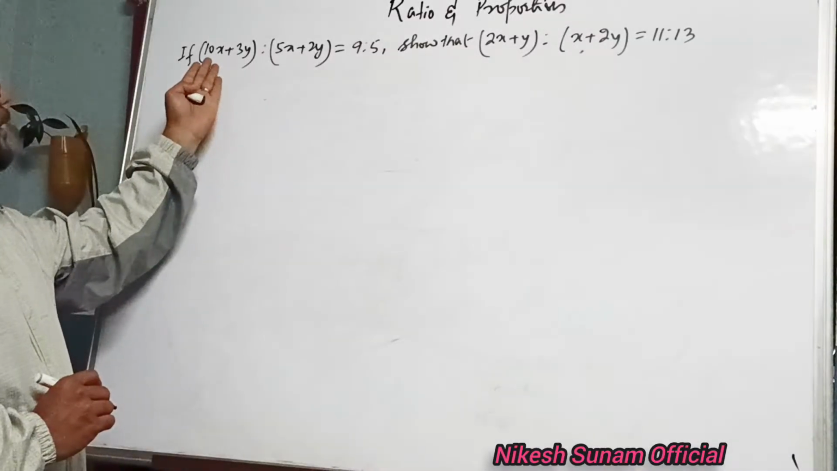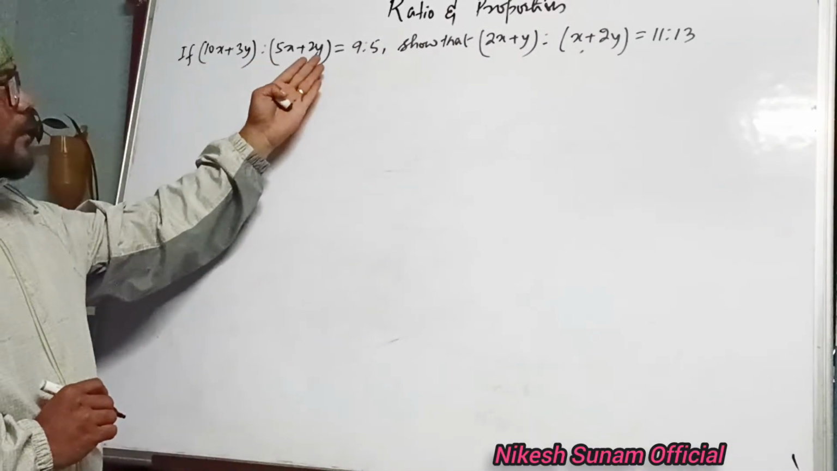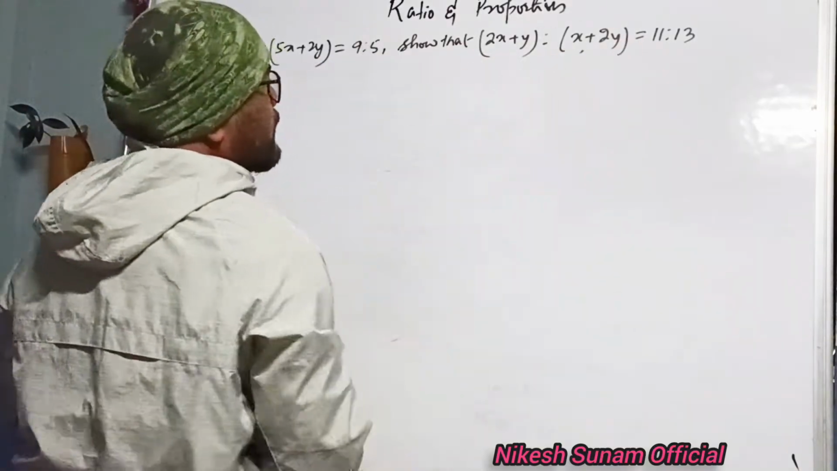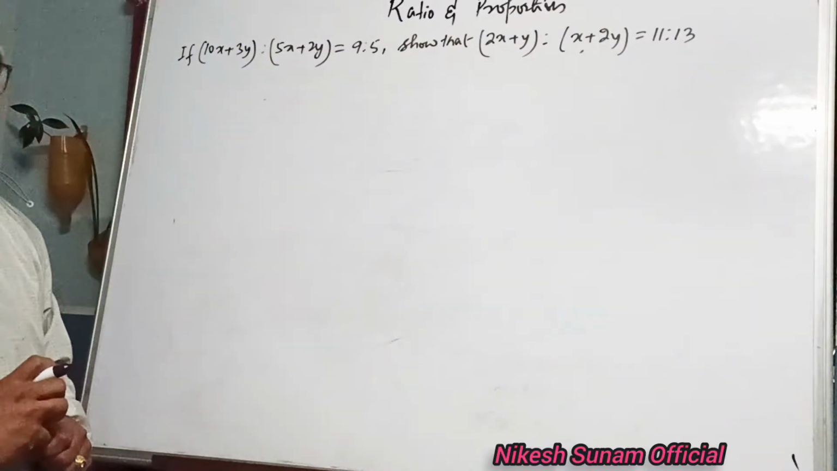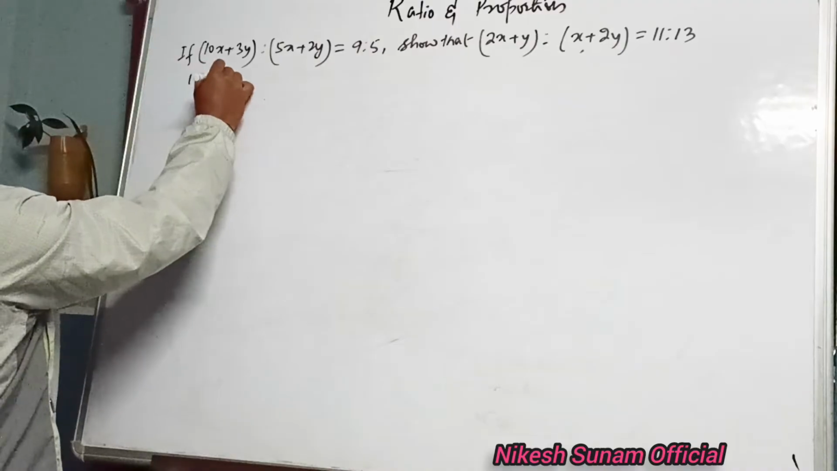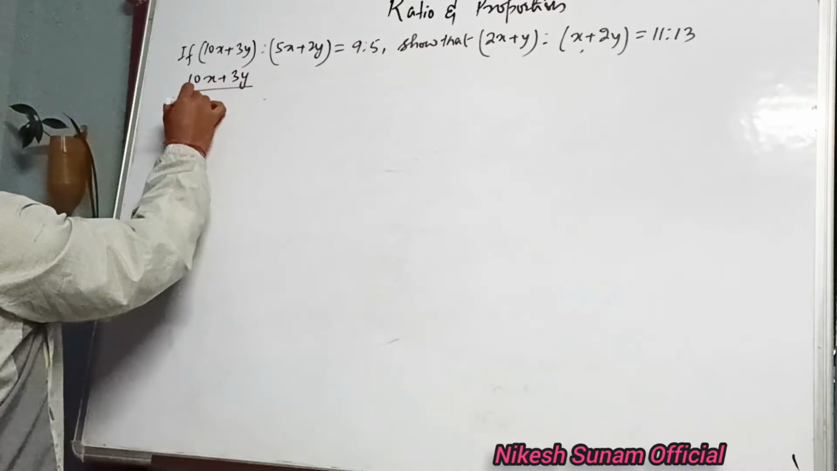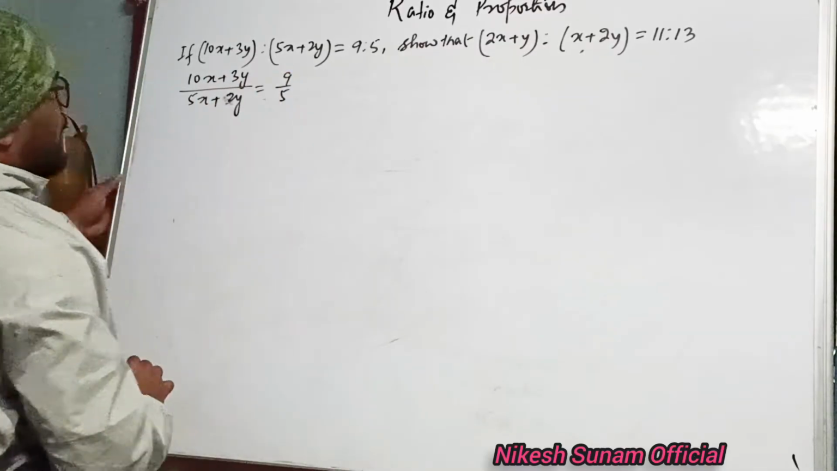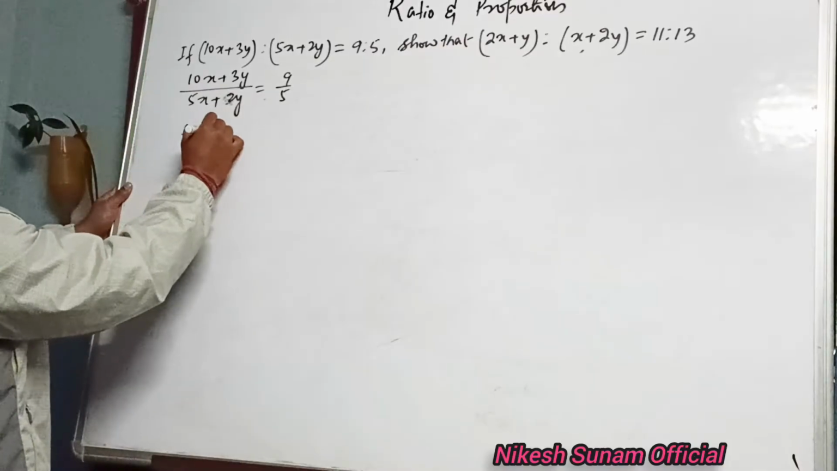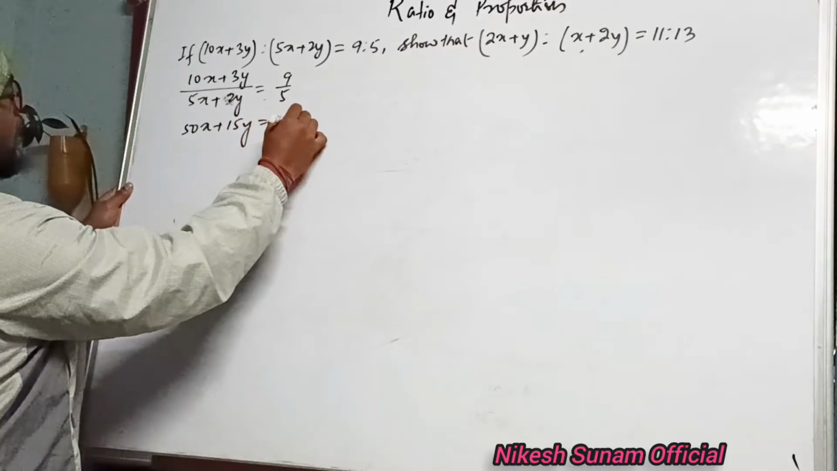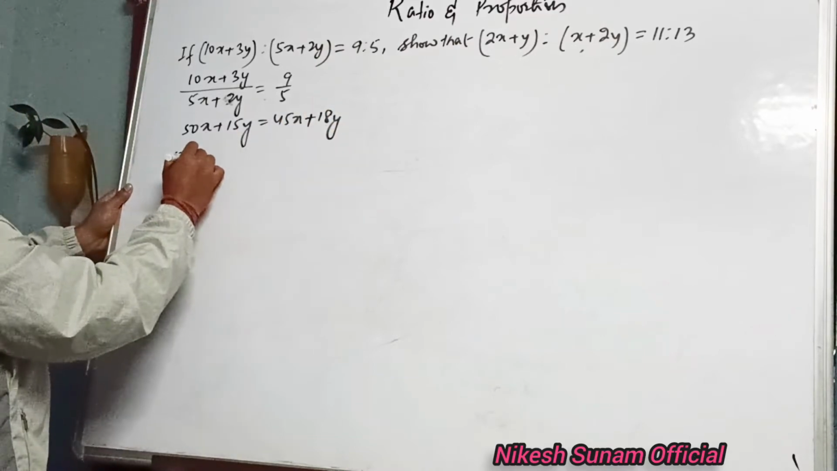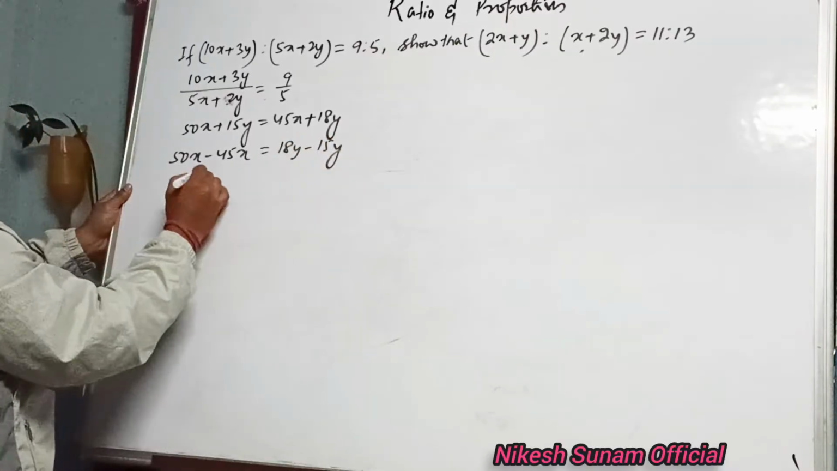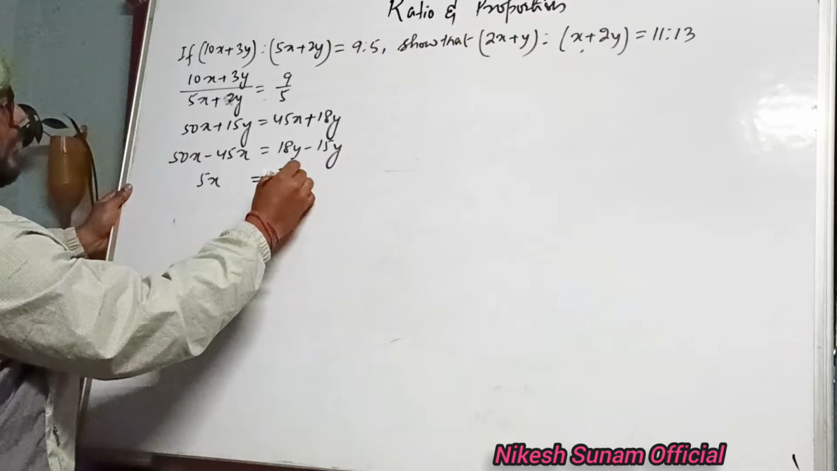Here you have 10x plus 3y is to 5x plus 2y equals 9 is to 5. From this relation, you are supposed to prove that this value equals 11 is to 30. First of all, you find x is to y from this relation, which equals 9 by 5. You just cross multiply: 50x plus 15y equals 45x plus 18y. So you subtract 45x and 15y, and you get 5x equals 3y.